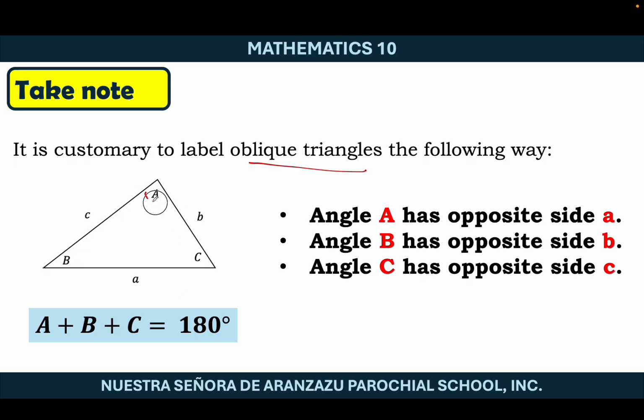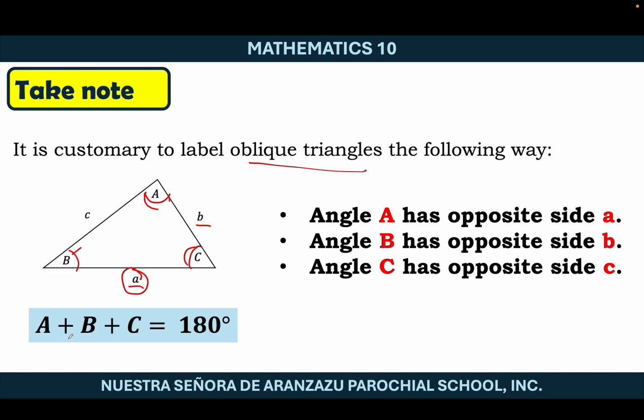So, the angle A, its opposite is the side a. We are using capital letters for the angles and small letters for the sides. So, the angle A has an opposite side a. The angle B has an opposite side b. An angle C has an opposite side c.